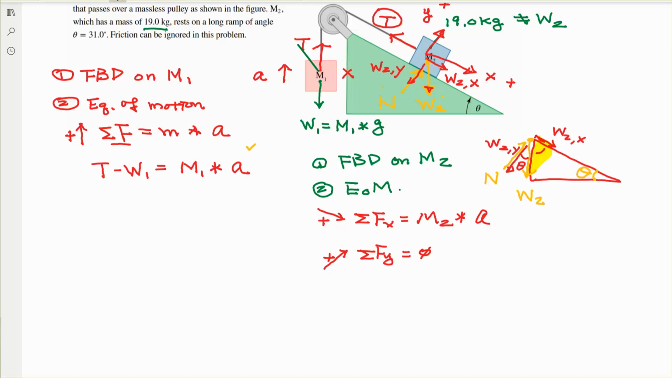The reason is this. If you look at this as a triangle, we know a triangle is 180 degrees. This is 90 degrees, so this angle plus this angle is going to be 90 degrees. And over here, these are perpendicular to each other, so this angle plus this angle has to be 90 degrees. Therefore, this angle has to be the same angle as this theta over here.